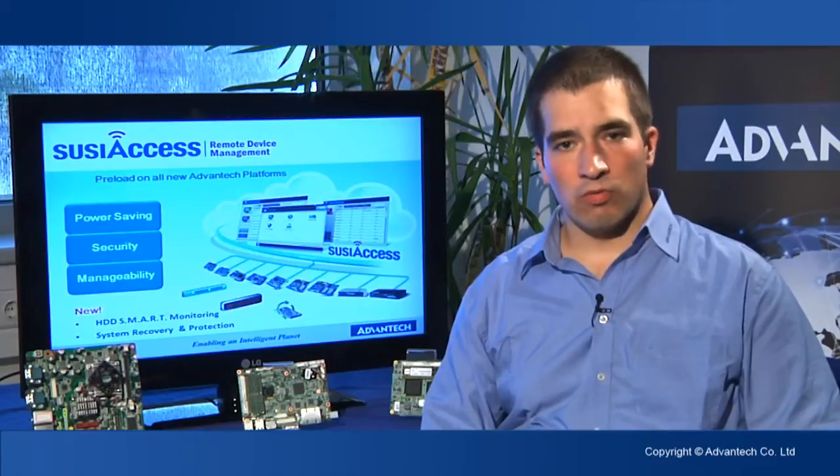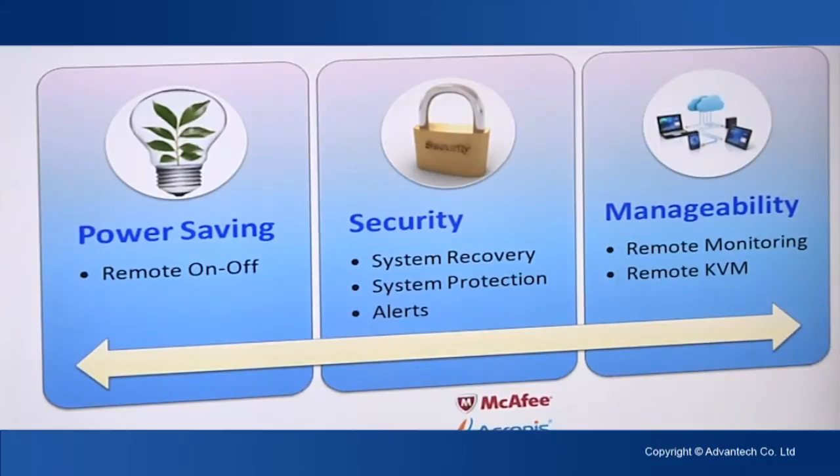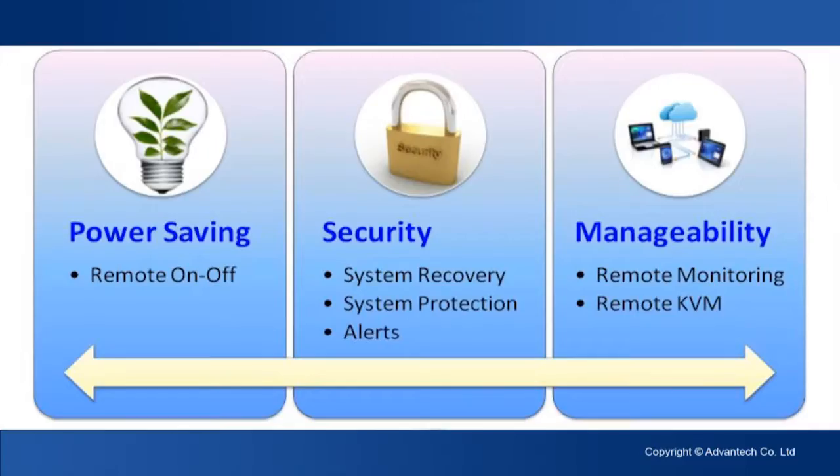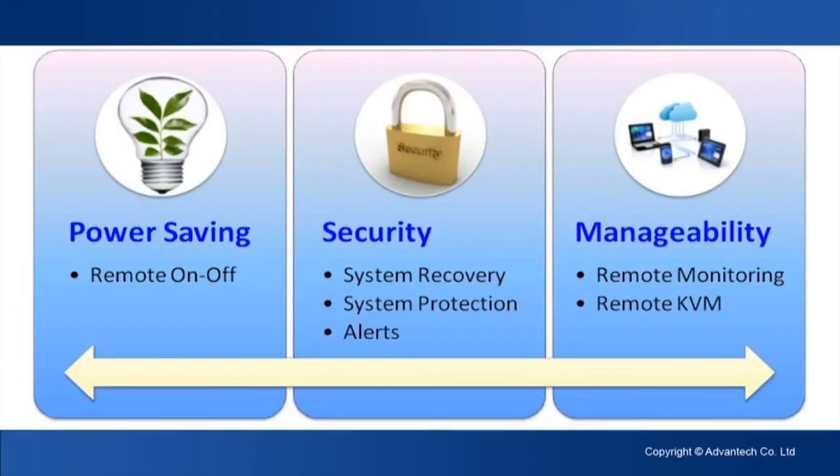Let's have a closer look at these three modules. The first module, the power saving module, provides you a power on-off function. The next point is the security point, which gives you the possibility of system recovery. The next point here would be system protection. And last but not least, the manageability group, which provides you remote monitoring. And we have in this group the remote KVM.